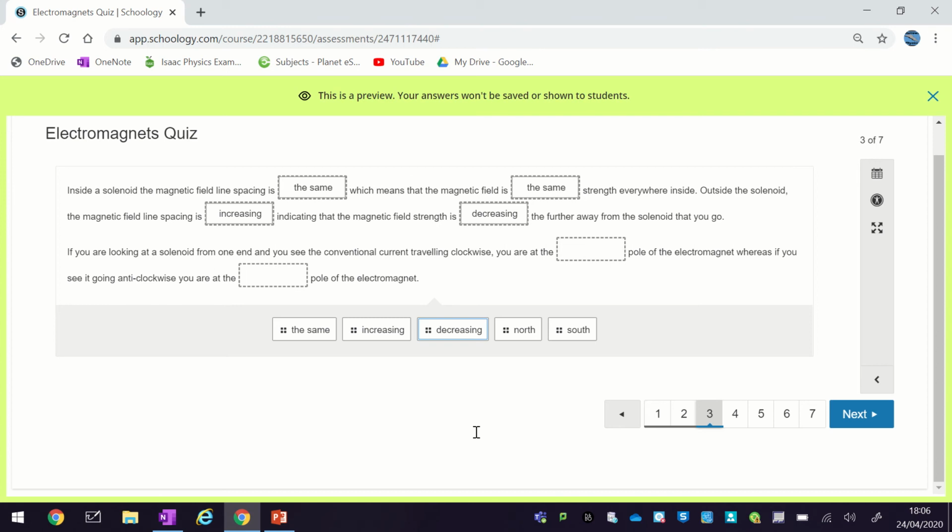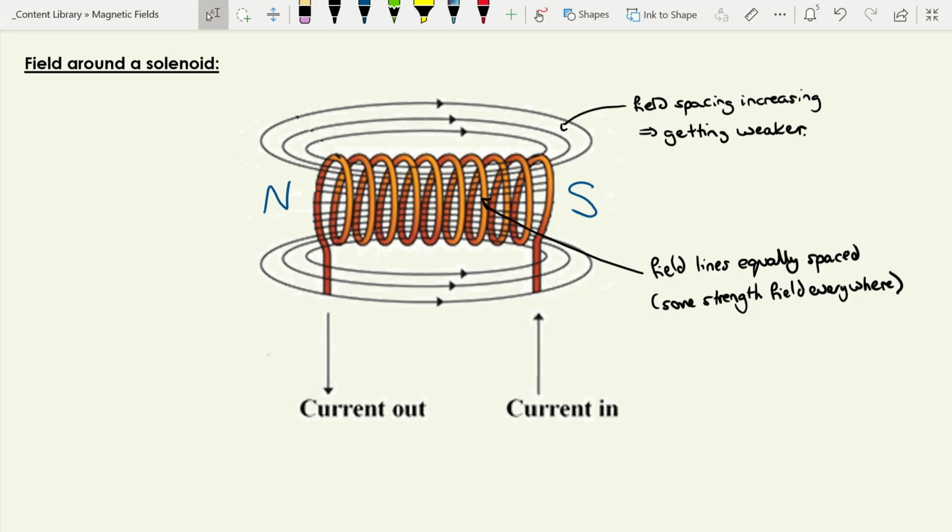If you're looking at a solenoid from one end, you'll see conventional current traveling clockwise. That is if we were looking from the right-hand side. You can see the current is going in here and then going round in a spiral, but it's always going clockwise if we're viewing from the right-hand end. And if we're seeing current going clockwise, I always use these letters to help me remember it, here we are at a south pole end. And if we see the current going anti-clockwise, which is what we'd see if we looked from the left-hand end, again I use the letters to help me, we'd see the current going around anti-clockwise.